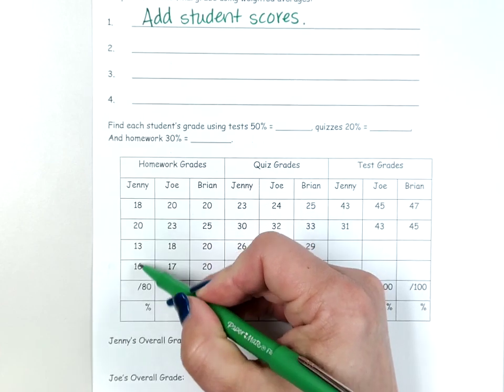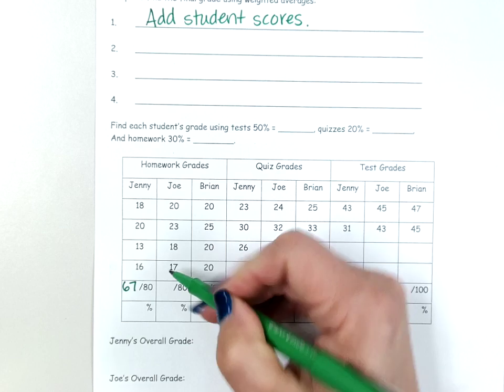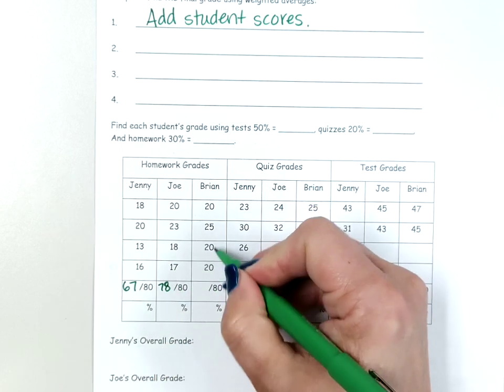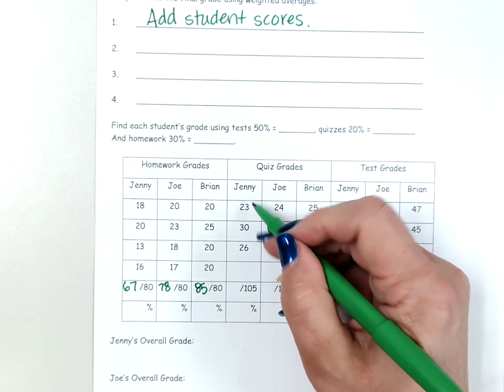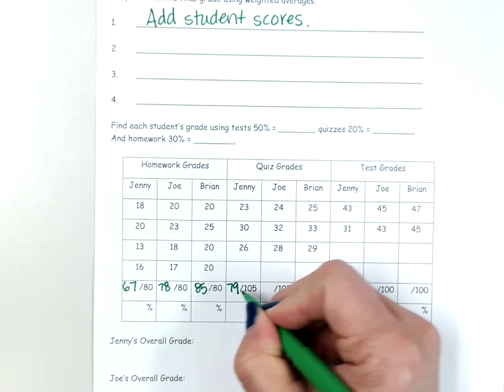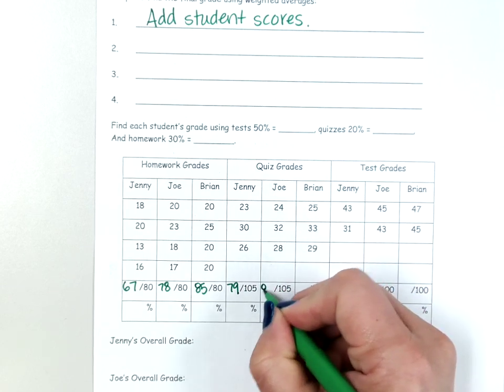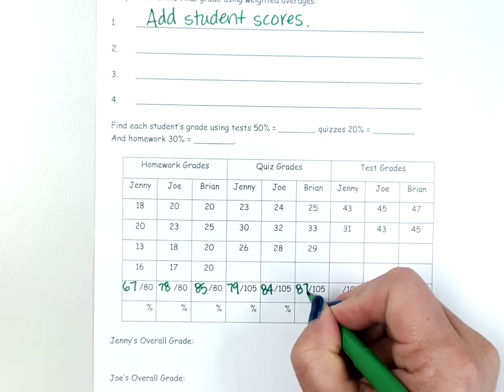So I go through Jenny's scores and I add it up and she gets 67. I go down Joe's scores for homework grades and he gets 78. I add up Brian's and he gets 85. Jenny's quiz scores add up to 79. Joe's quiz scores, 84. Brian's quiz scores are 87.